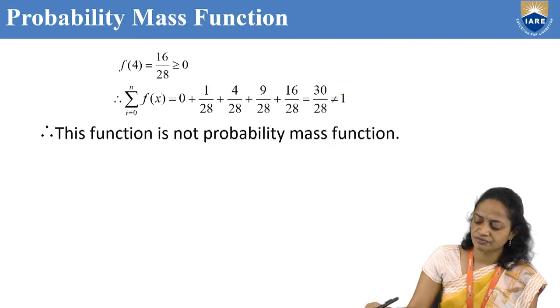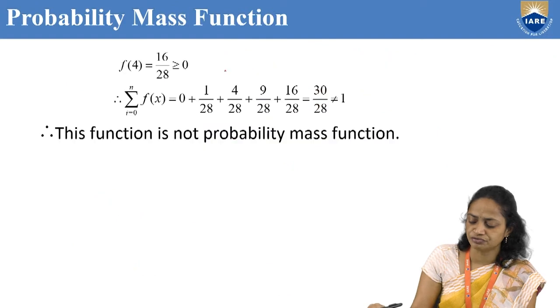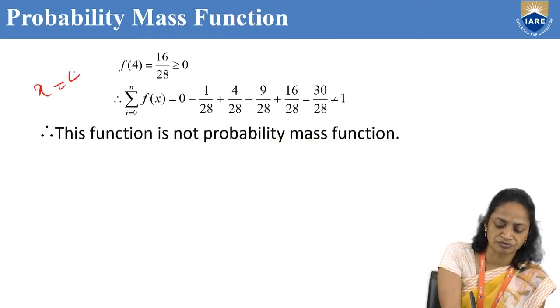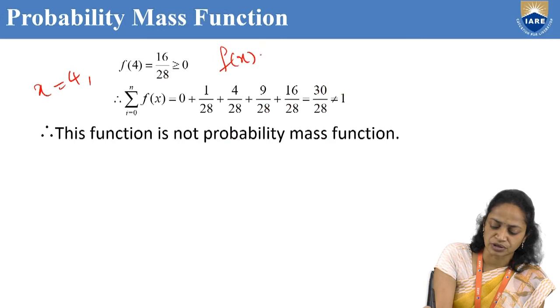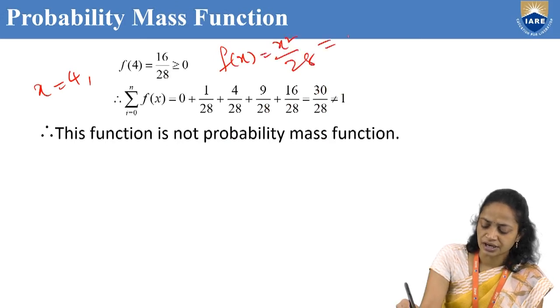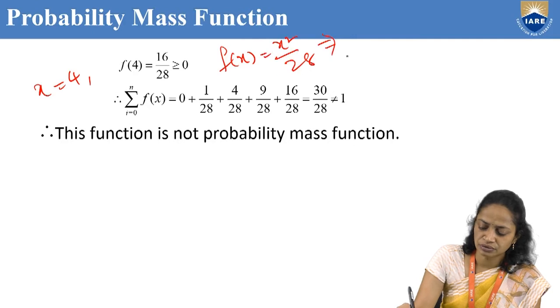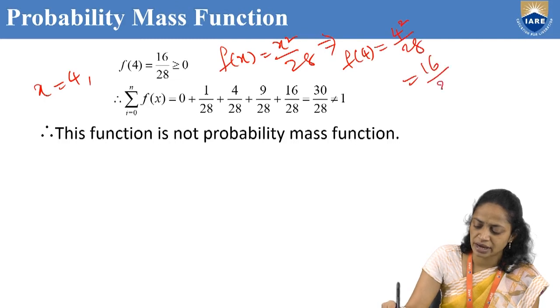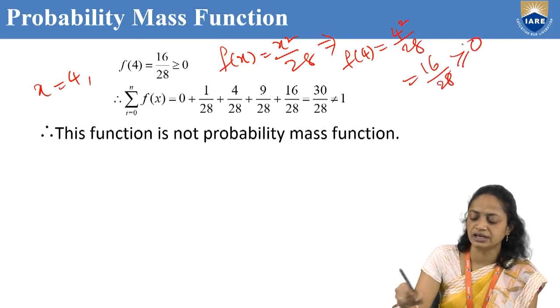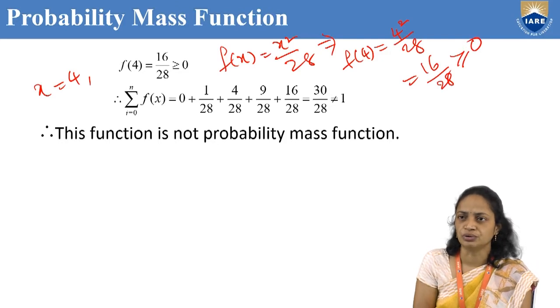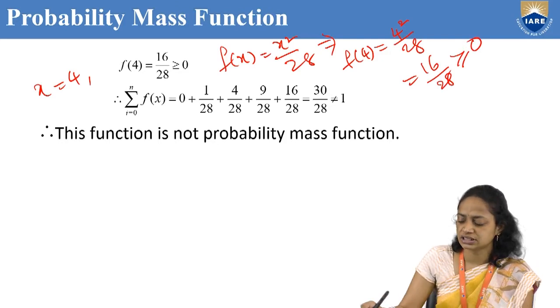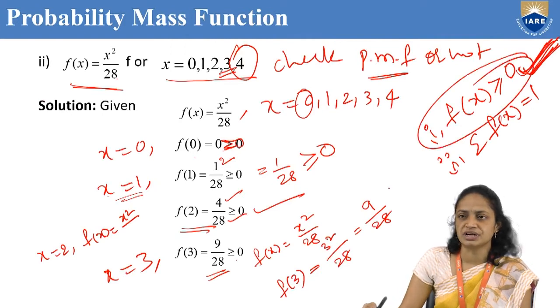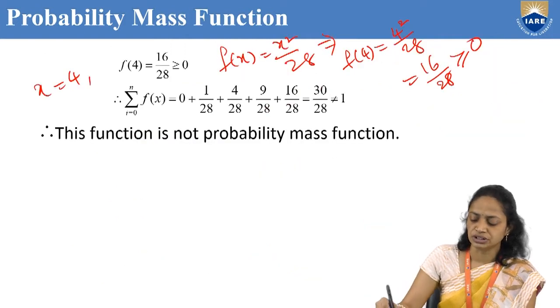Next one, if we substitute x equal to 4. Our function is f of x equal to x square by 28. In place of x, we have to substitute 4. So f of 4 equal to 4 square by 28. 4 square means 16 by 28, which is always greater than or equal to 0. That means it satisfies our first condition of probability mass function, f of x greater than or equal to 0.